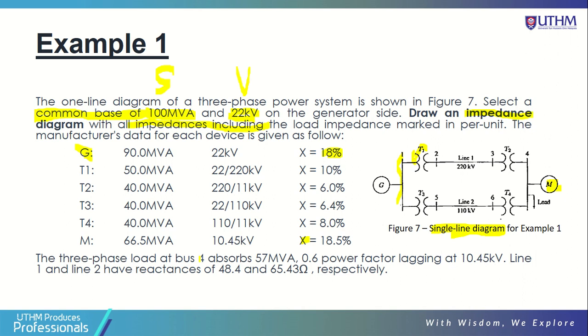The three-phase load at bus 4, this is bus 4. The load absorbs 57 megavolt ampere, 0.6 power factor lagging, at 10.45 kilovolt, which is equal to the secondary voltage of the transformer and the voltage rating of the motor. Line 1 and line 2 have reactance 48.4 and 65.43 ohms respectively. Reactance means X.